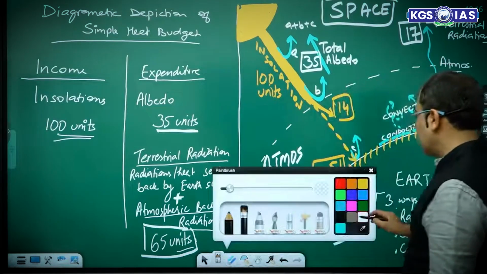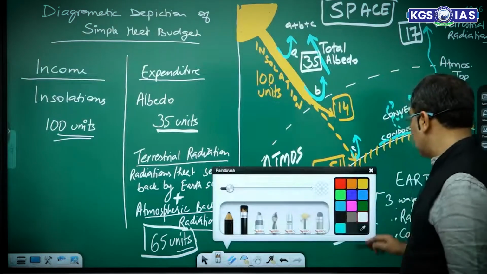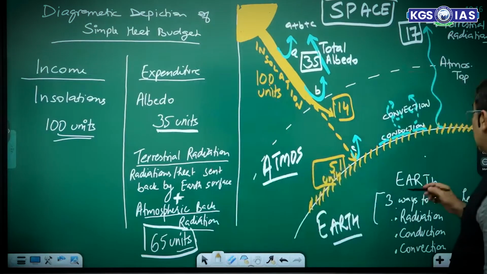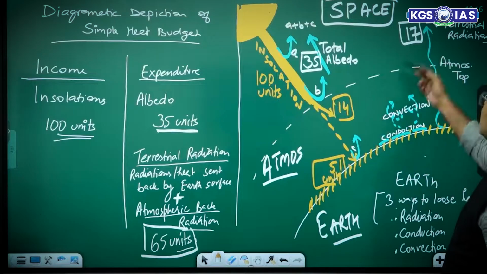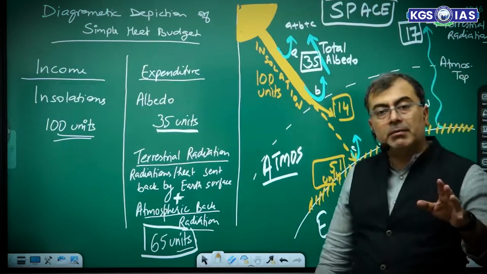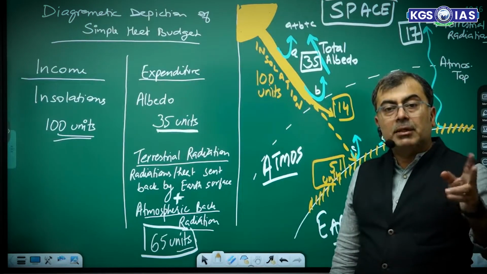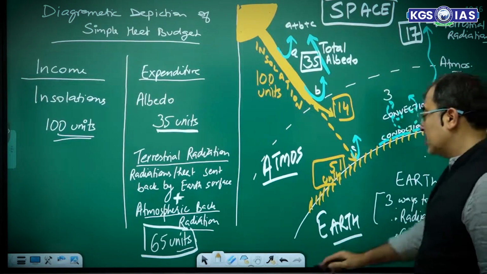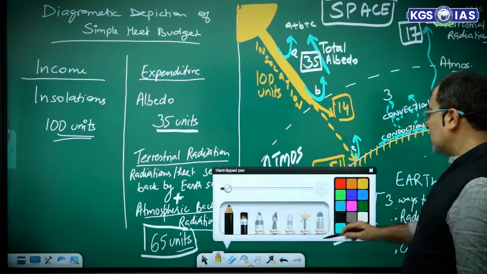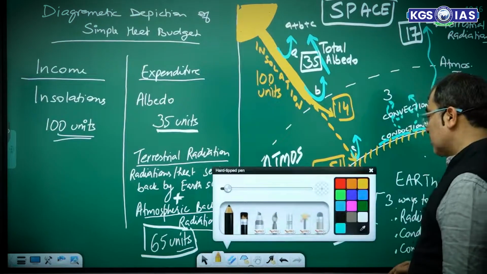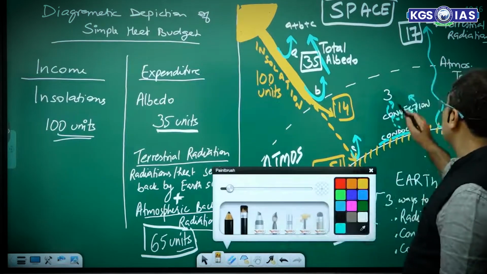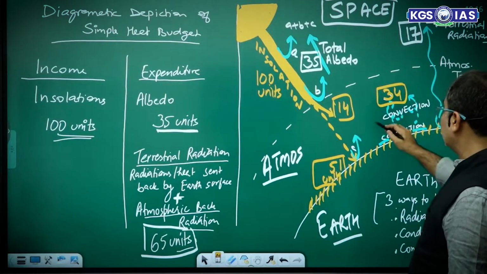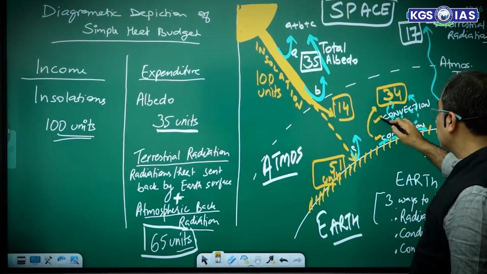How much is left? So 17 gone, 51 minus 17. Do you remember the table of 17? Yes. 17 twos are 34. So 34. All you have to remember is 17. So now what happens, everyone? We have 34 units coming from convection and conduction.